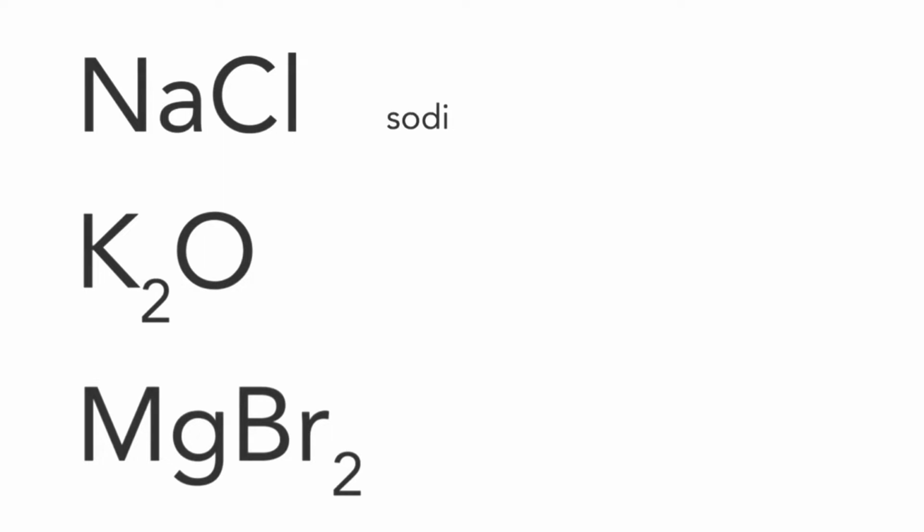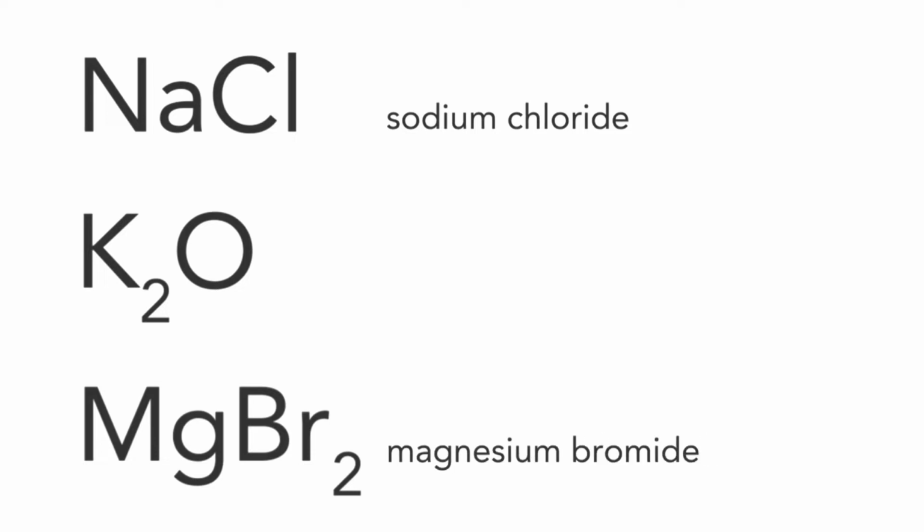NaCl is sodium chloride. MgBr2 is not magnesium dibromide. It is called magnesium bromide. And K2O is not dipotassium oxide. It is called potassium oxide.